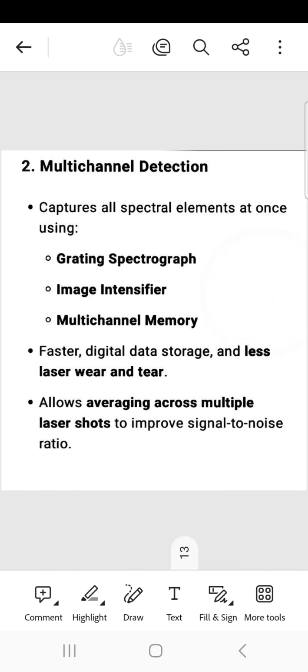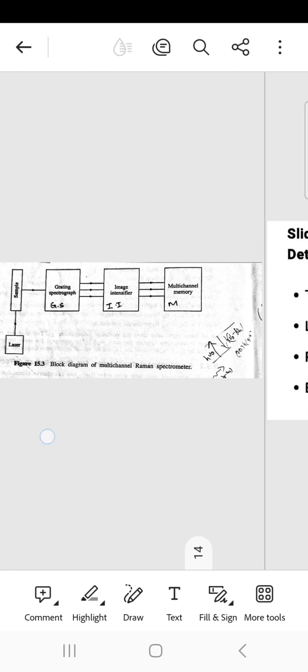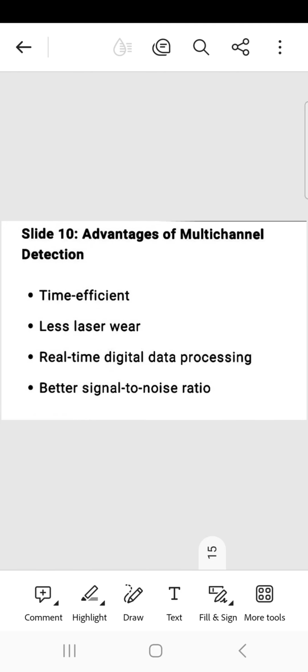Then the second one is multi-channel detection. Multi-channel detection captures all the spectral elements at once using a grating spectrograph, image intensifier and multi-channel memory, with faster digital data storage and less laser wear and tear, allowing averaging across multiple laser shots to improve the signal to noise. Then this is the block diagram of the multi-channel Raman spectrometer: laser, sample, grating spectrograph, image intensifier, and multi-channel memory. The advantages of multi-channel detection are time efficiency, less laser wear, real-time digital data processing, and better signal to noise ratio. Thank you.